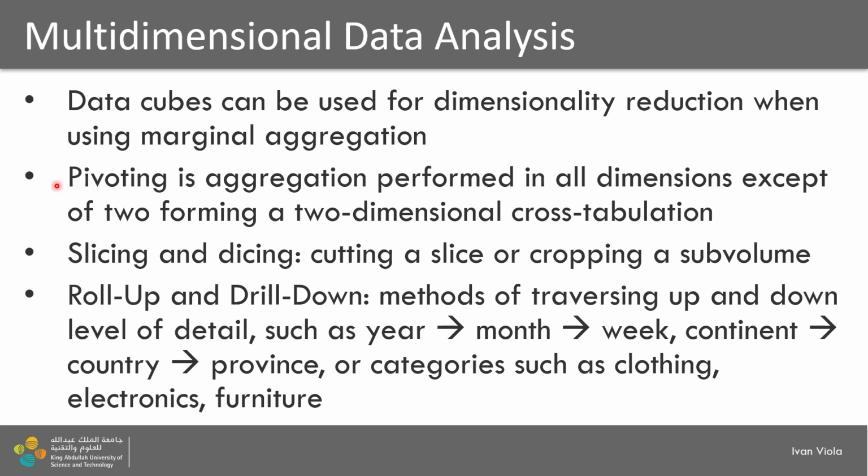Pivoting is a special technique where aggregation is performed across all dimensions except two, forming a two-dimensional cross tabulation. So if we aggregate across all dimensions except two, and then plot these two dimensions with those aggregated values, this is called pivoting. And we can always choose which dimensions we aggregate across and which we use for plotting.